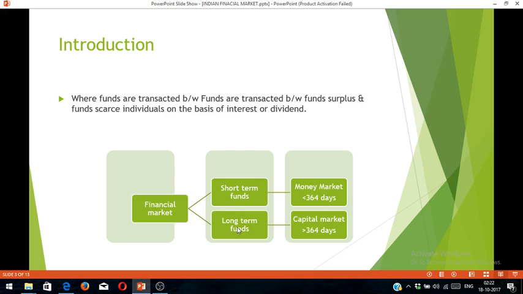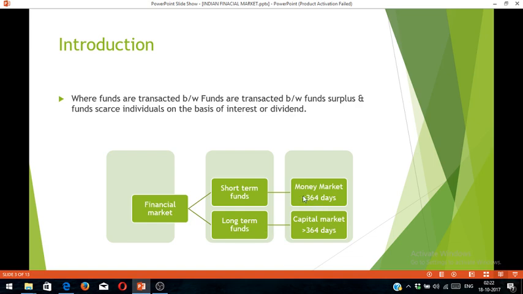One is your short-term funds, second is your long-term funds. Short-term funds means the funds which are required for less than 364 days, that is, less than 1 year. Any fund which is required for less than 1 year comes under the money market, and any funds which are required for more than 364 days, or 1 year or above, come under long-term funds, or are part of the capital market.